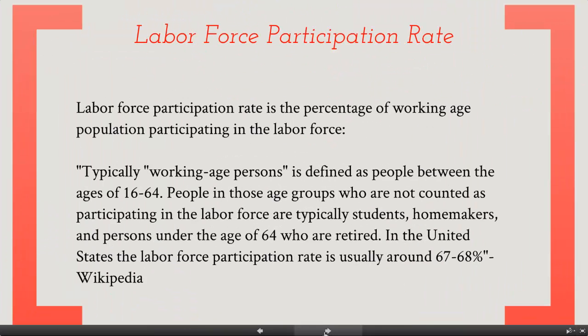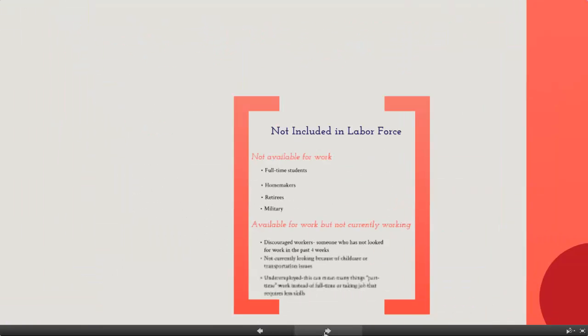Now, the labor force participation rate. The labor force participation rate is the percentage of working age population participating in the labor force. Typically, a working age person is defined as between the ages of 16 and 64. People in those age groups who are not counted as participating in the labor force are typically students, homemakers, and persons under the age of 64 who are retired. In the United States, the labor force participation rate is usually around 67 to 68%.